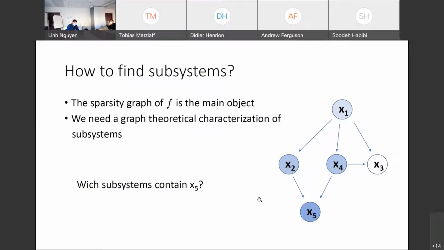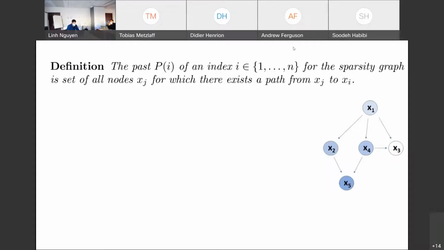That is what leads us to the definition of the path of a node. We define the path of a node to be all the states that eventually influence another state. So the path of that node x5 is exactly those four nodes, because indirectly they influence the state x5: x1 has influence on x2 and x2 then influences x5.